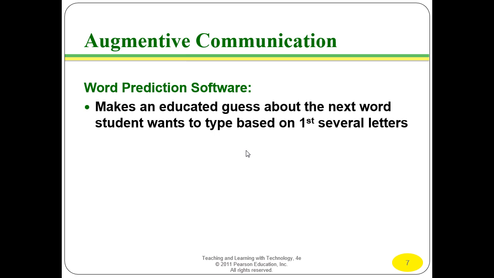Now, let's look at augmentative communication and look at another type of software that's out there, word prediction software. Boy, could have used that a number of times. But this software will make an educated guess about the next word the student wants to type based on the first several letters of the word. So if they have problems spelling, they can type in the first few letters, and then that word prediction software will fill in with a word that may or may not be the one that they would want.